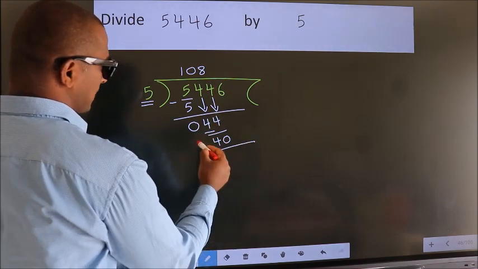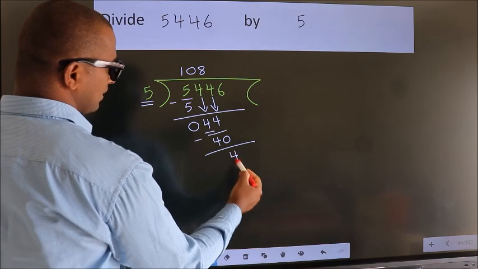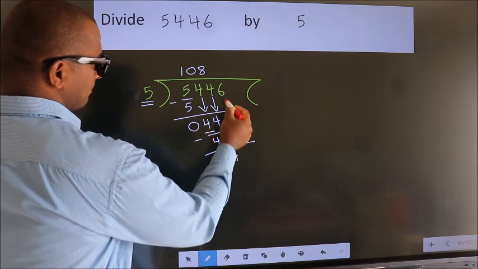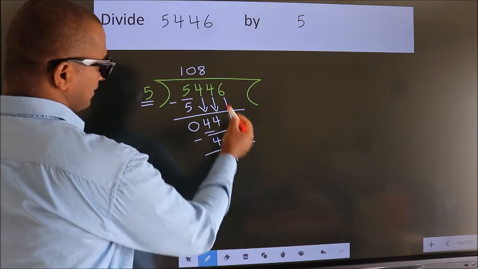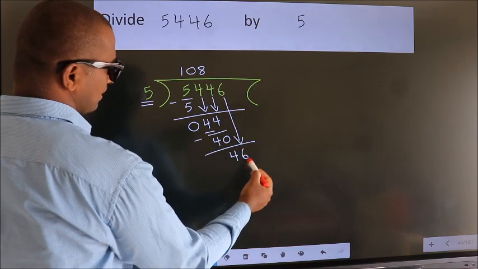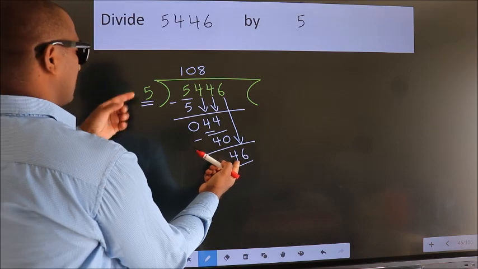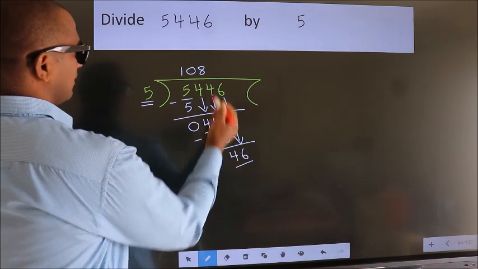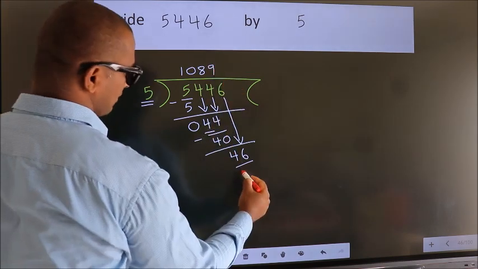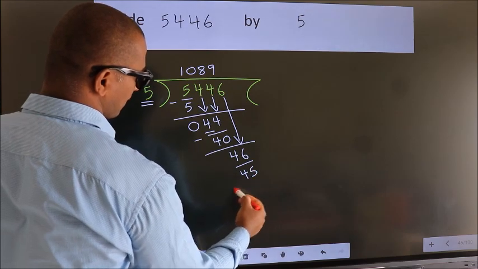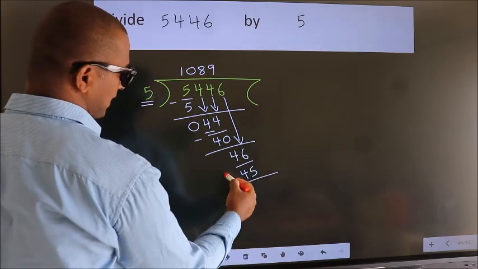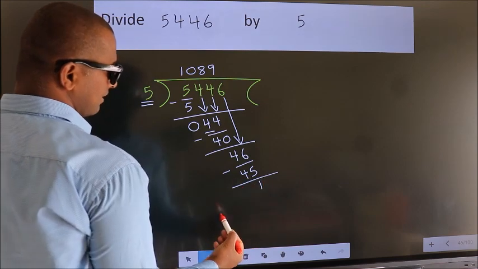Now we subtract, we get 4. After this, bring down the beside number, so 6 down, so 46. A number close to 46 in the 5 table is 5 9s are 45. Now we subtract, we get 1.